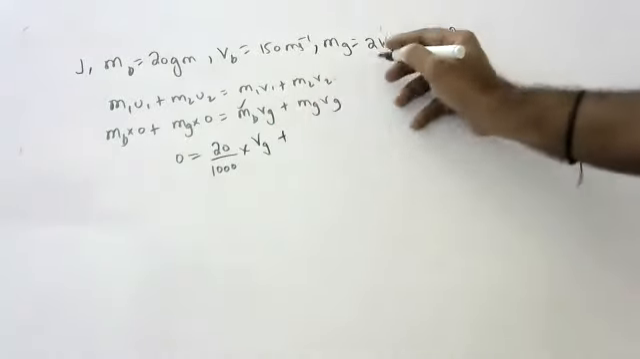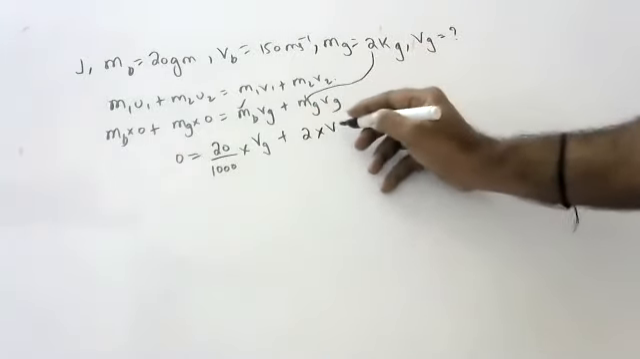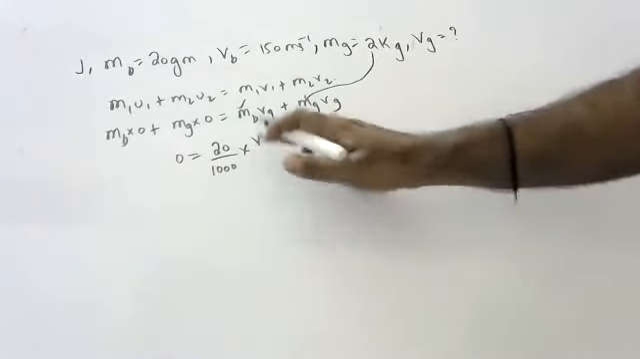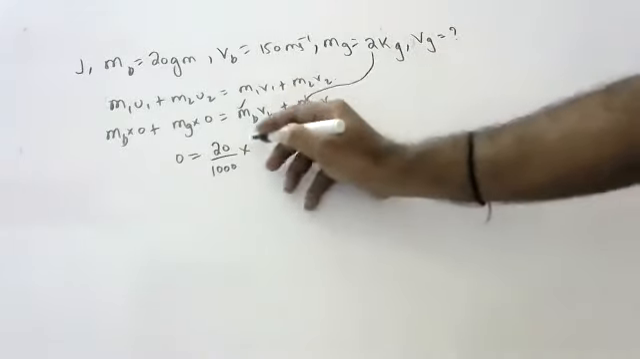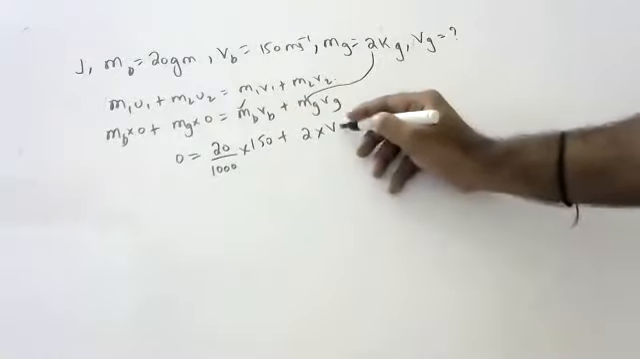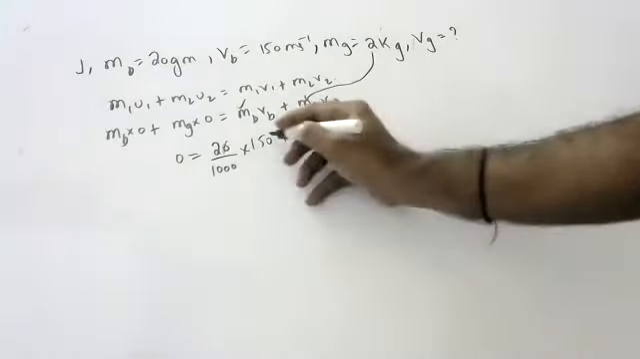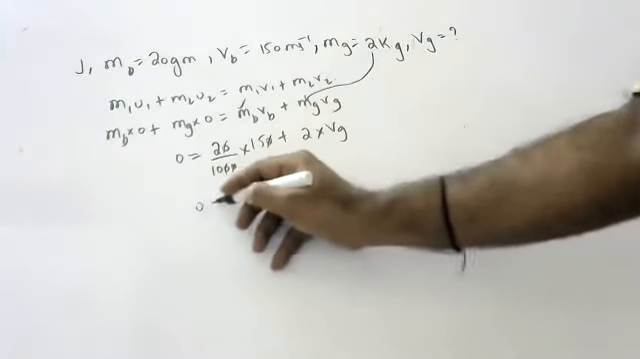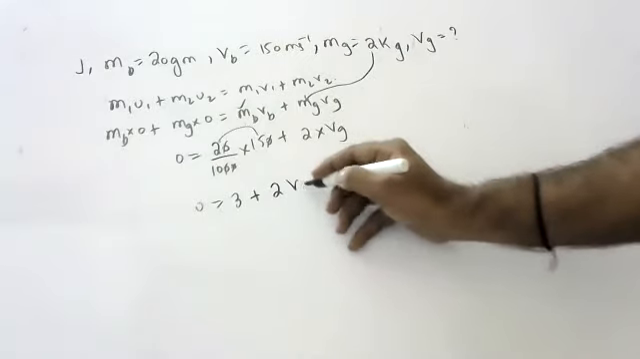Mass of gun is how much, children? 2. And velocity of bullet is how much, children? 150 meters per second. So, children, so 0, 0, 0, 0. 15 2s are 30. 30 by 10 is 3. Plus 2 into velocity of recoil of gun.